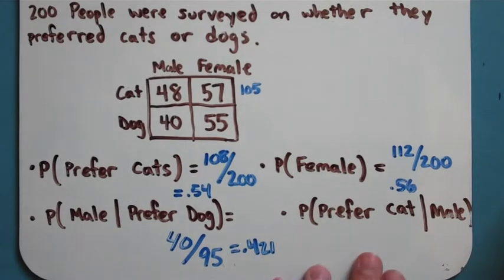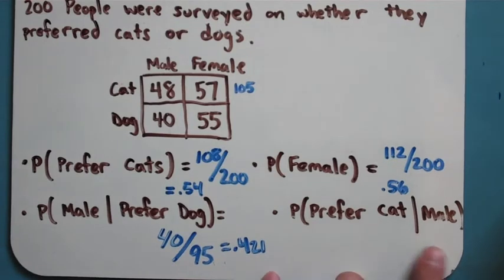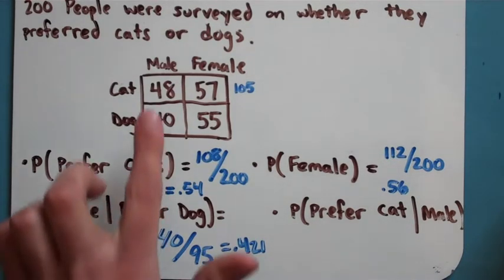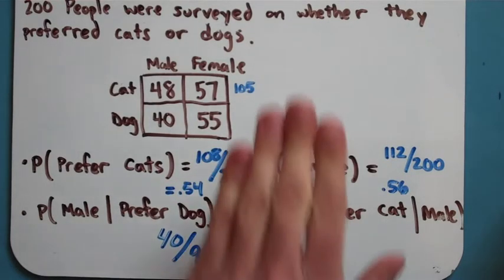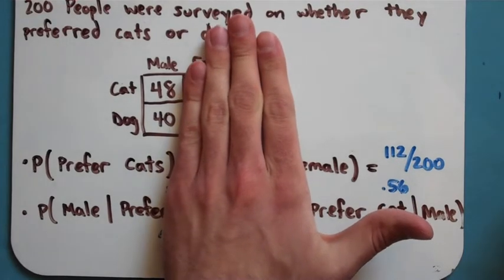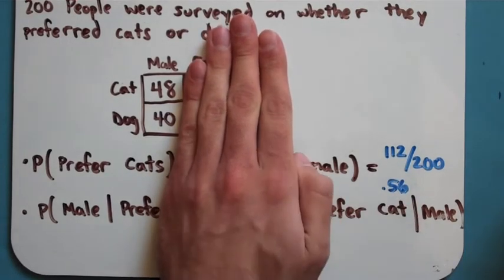On the next one here, it says find the probability you prefer cats given that you're male. If we know you're male, that means we know you're either here or you're here. The male is what's given. So in this problem, we don't care about the females that are taking our survey right now because we already know our person's going to be male. So that part of the table right there really doesn't interest us. All we care about is this part right here.